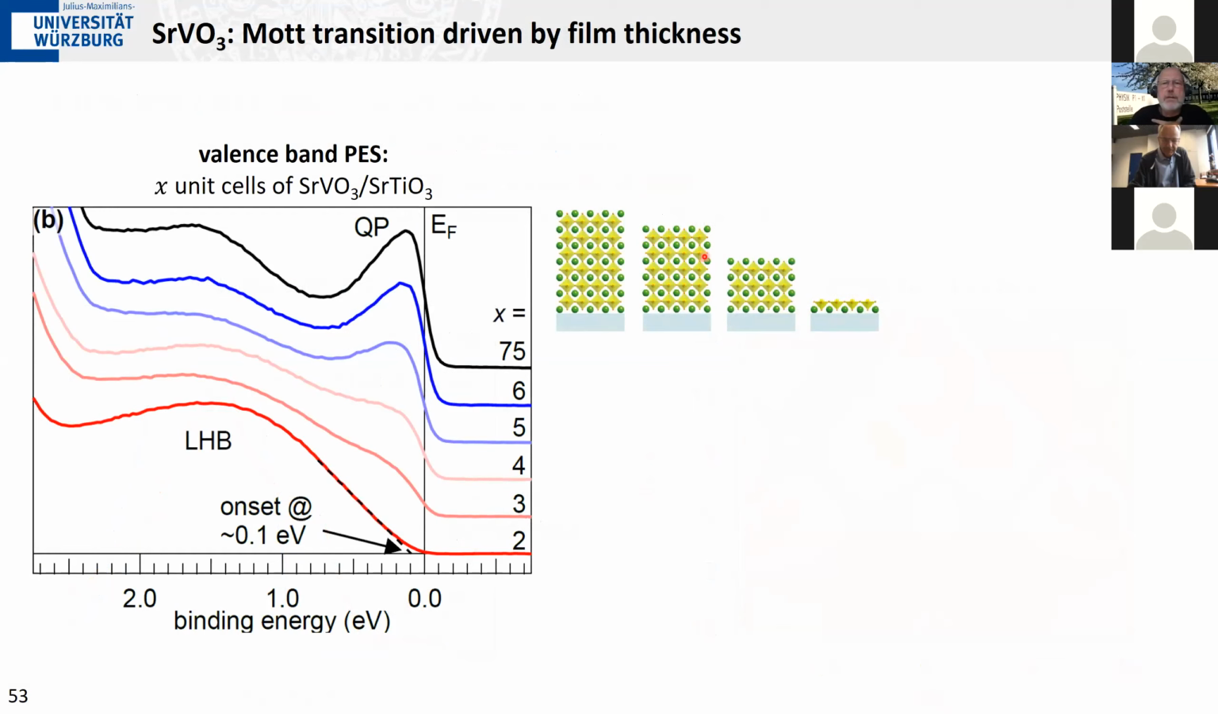So this is our schematic picture. We start out with a thick layer, say 75 unit cells, and then we grow it thinner and thinner. And as we go towards 6, 5, 4 unit cells, you can see that the quasi-particle weight is going down here. We still have a little bit of a Fermi edge, but as we go to 3 or 2 layers, you see that spectral weight is moving away from the Fermi level, and we run into an insulating situation, meaning that ultra-thin strontium vanadate is no longer a metal.